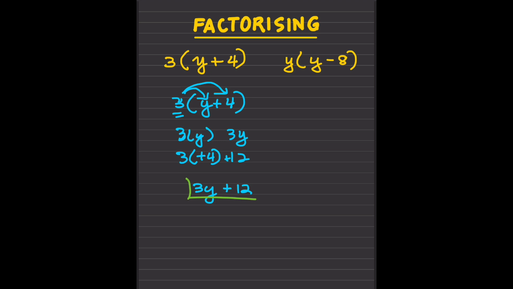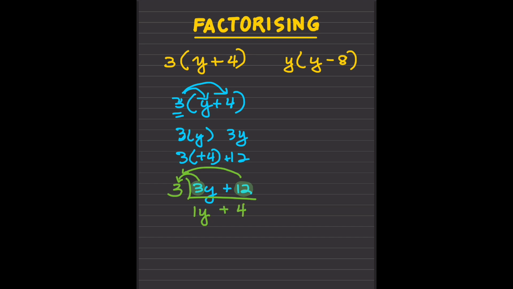So you can see here there are two numbers. Now, do they have a common factor? Yes. The common factor of 3 and 12 is 3. So 3 divided by 3 is 1. So you end up with 1y. Positive 12 divided by 3 is 4. So you have positive 4.